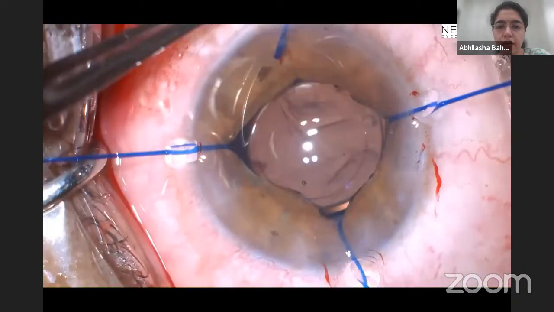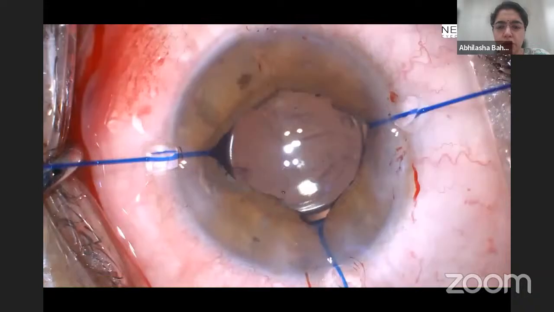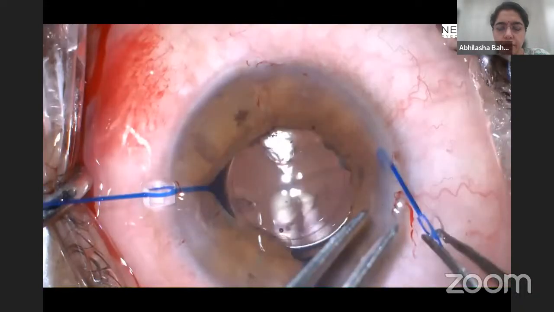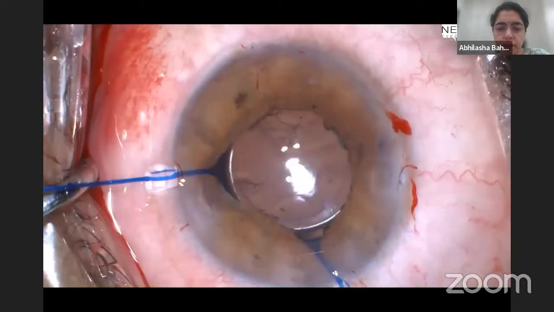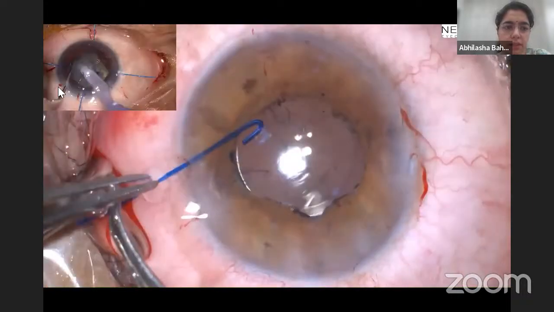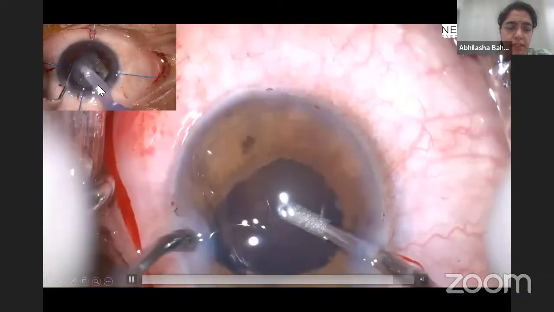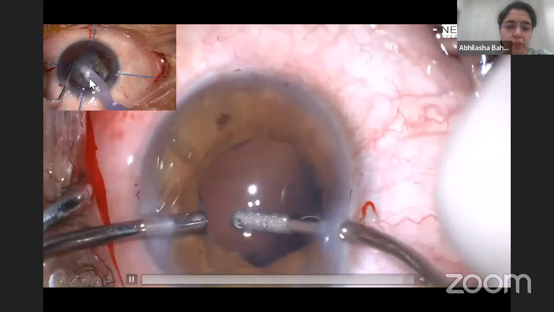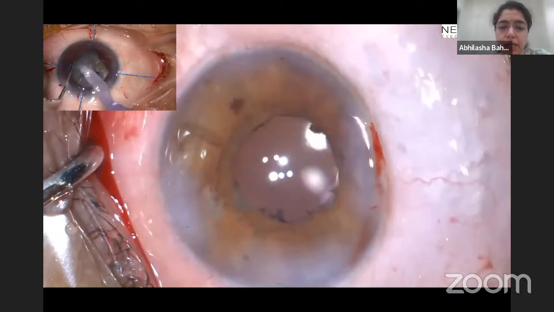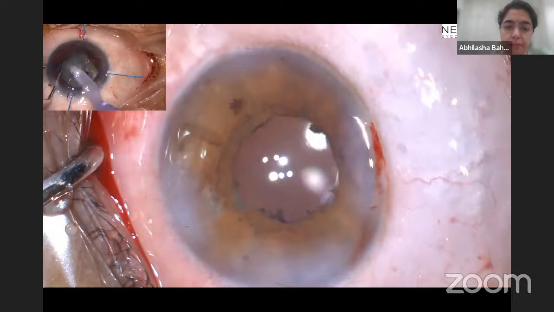Now removing the iris hooks is also very straightforward. You just need to pull it out. Here, if you see, in a square configuration, the iris is tented when you enter with a phaco probe, but that does not happen with a diamond configuration. Here, I have cleaned the viscoelastic from behind the IOL as well, because viscoelastic also causes significant inflammation in these eyes.